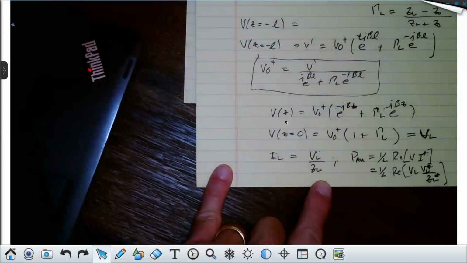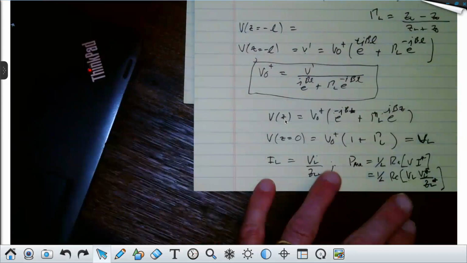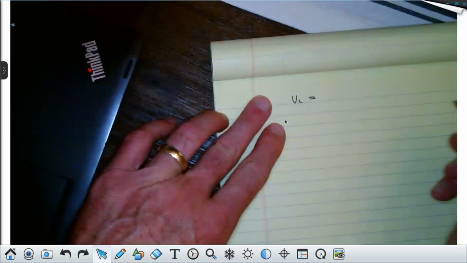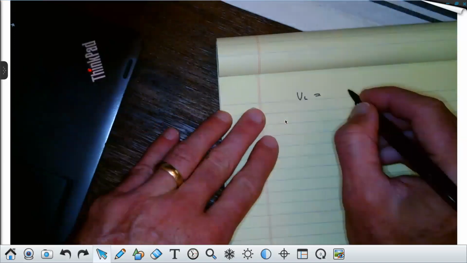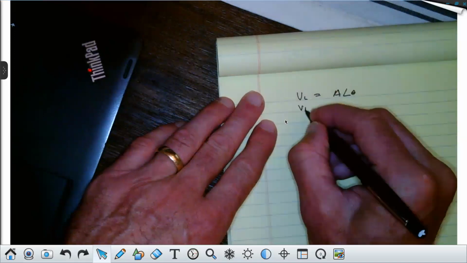And I have to go to the next piece of paper. Now, VL times VL conjugate is just equal to VL magnitude squared. Let me explain that. If I have VL, and I'm just going to show you this. Let's say VL equals A at an angle theta, what is VL conjugated? Anyone?